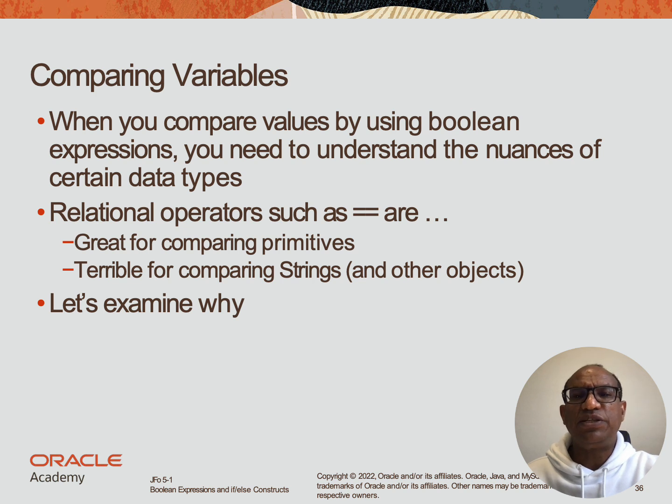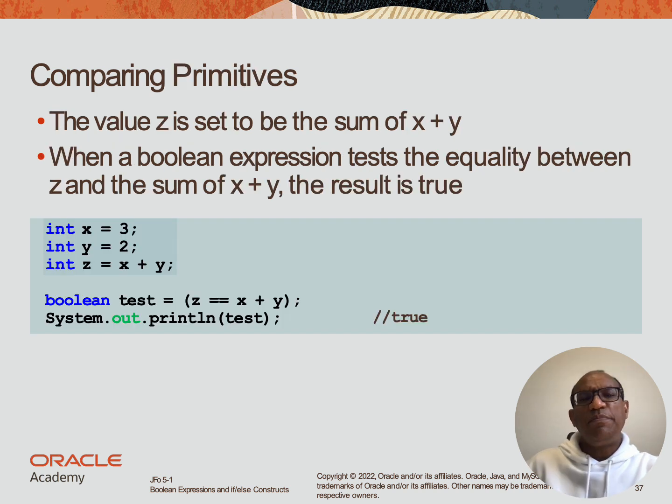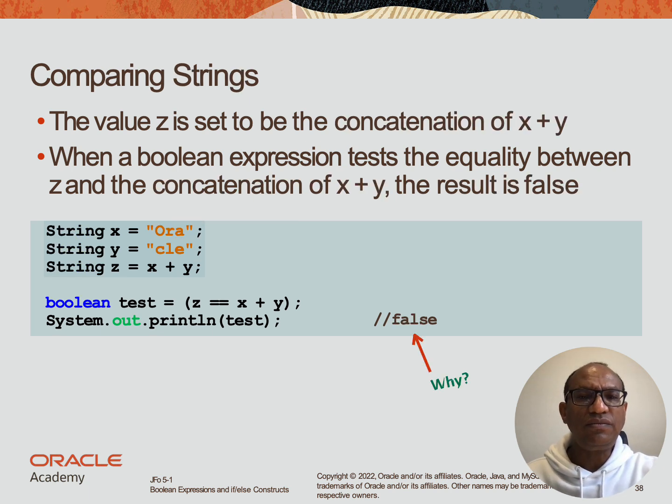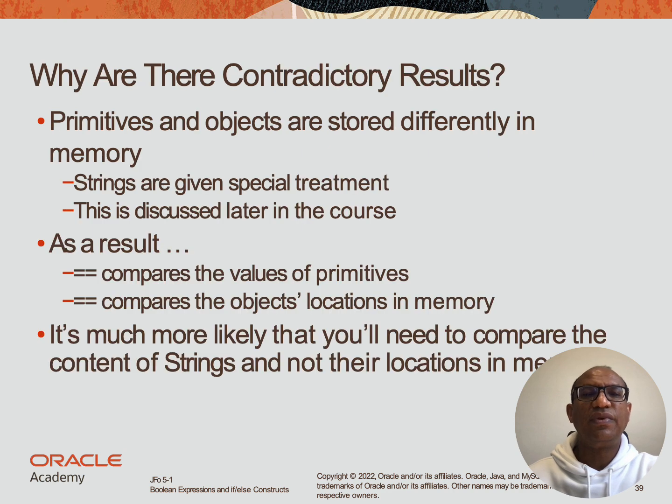When comparing variables, be careful. Double equal sign works great for primitives, but is unreliable for strings. Here's why. Primitives are stored by value, so comparison with double equal sign works correctly. But strings are objects. Comparing them with double equal sign checks memory locations, not their content. Primitives like int compare fine with double equal sign, but strings require a different approach.